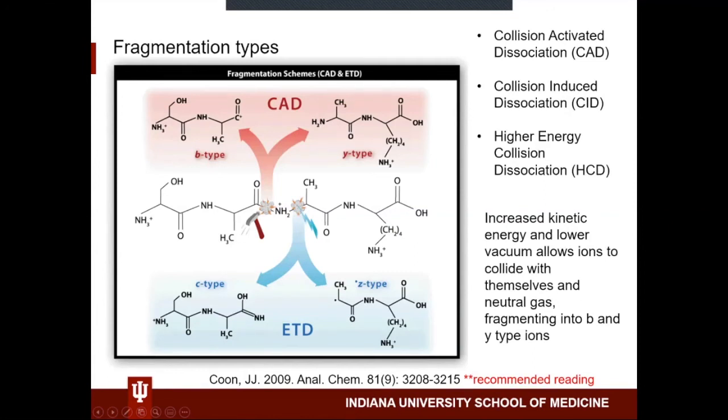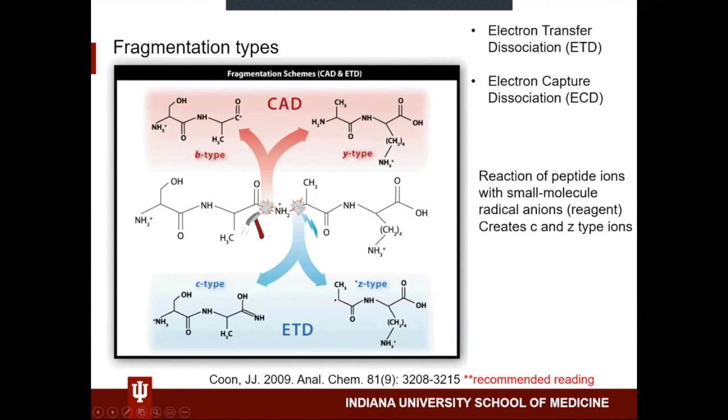And essentially, after trapping your ions and selecting a precursor ion or segment of ions, you increase the kinetic energy in whatever portion of the mass spec you're using to fragment, and you allow enough of a neutral gas to be present that the ions collide with themselves and the neutral gas and fragment into these specific B and Y type ions. So you can see just the kinetic energy causing this amide bond fragmentation. And these are the types of ions that you're getting from that. So then this is what you look for in the fragmentation scan.